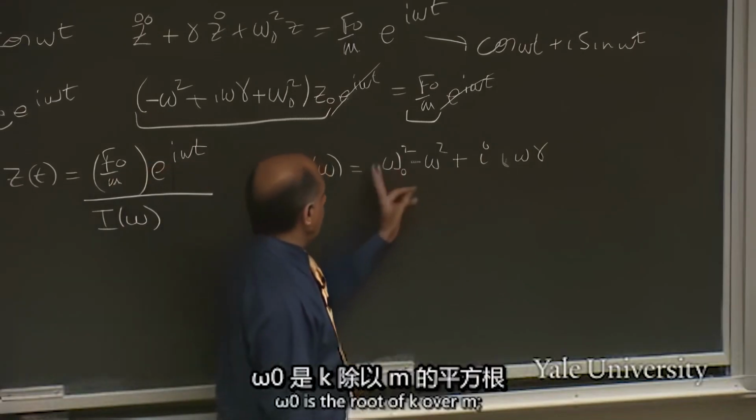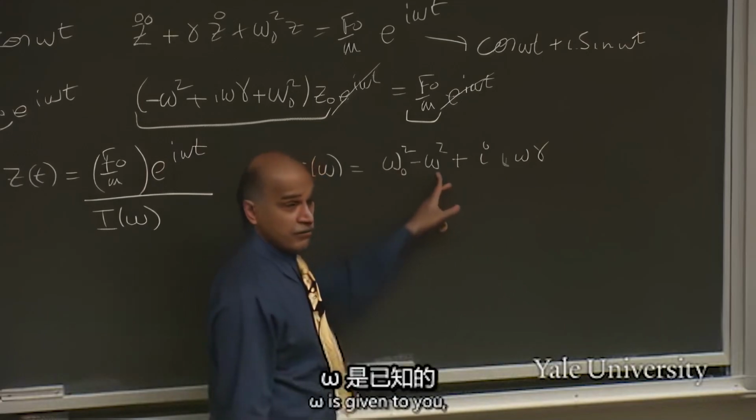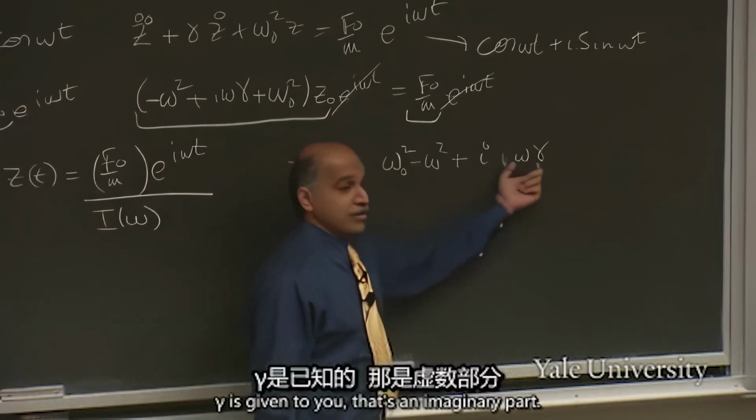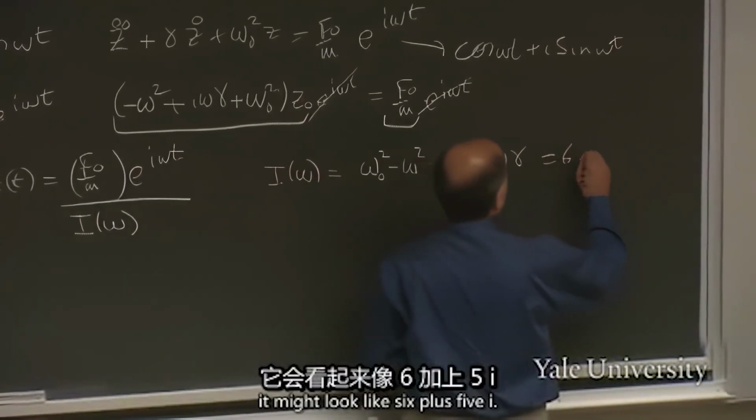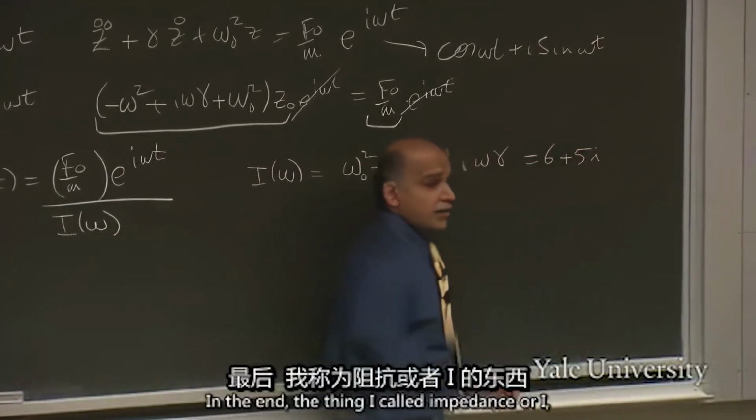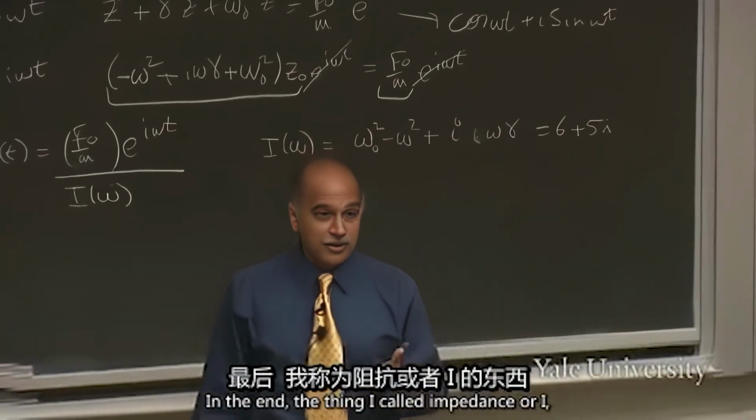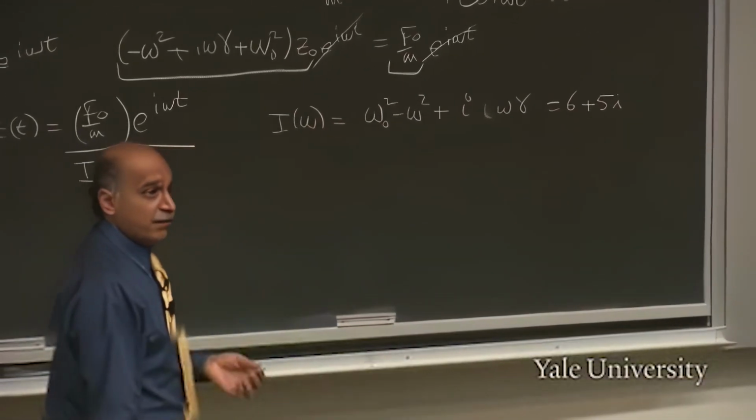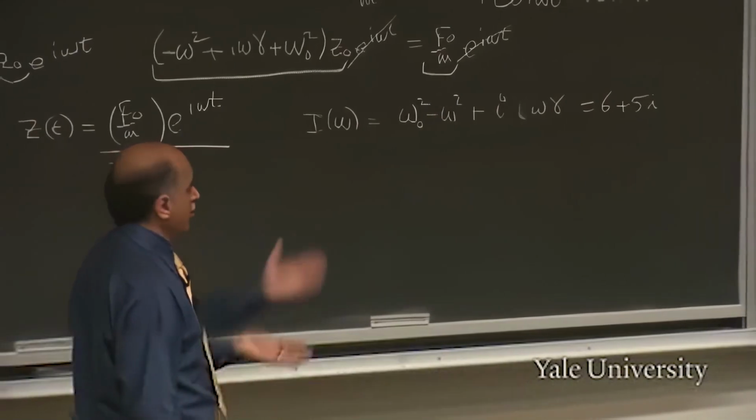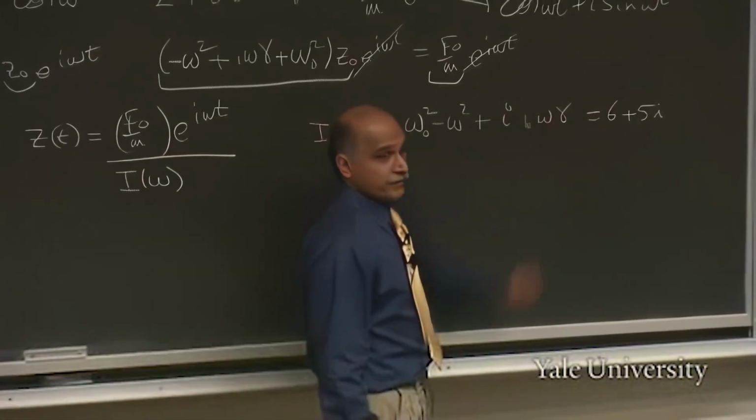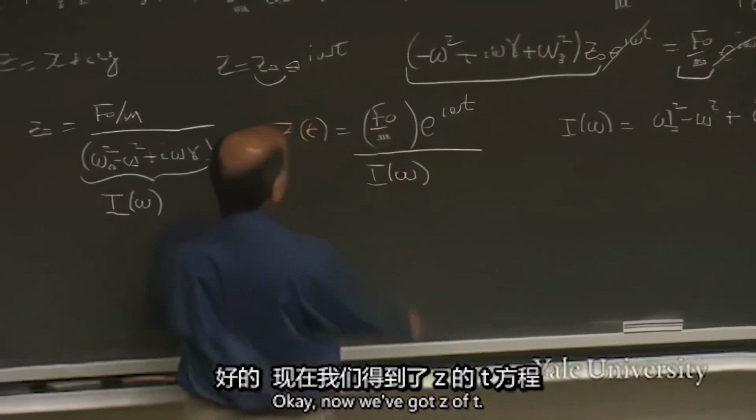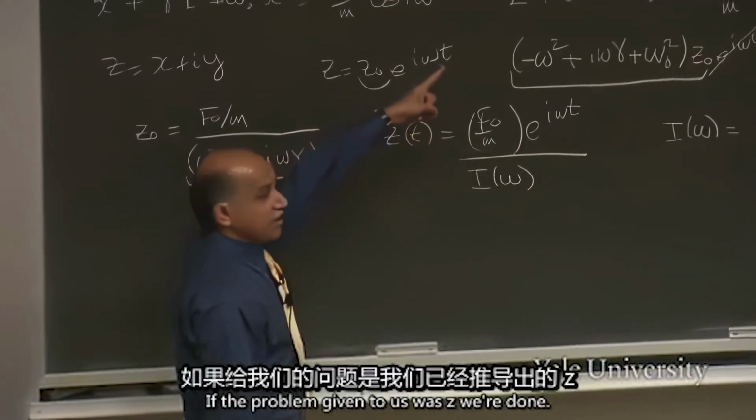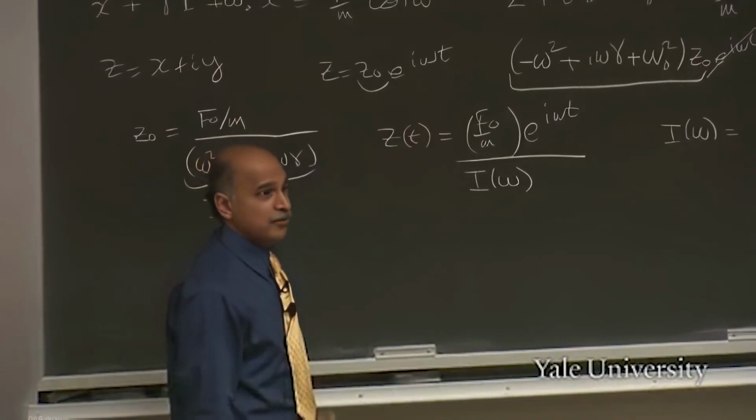Omega naught is root of k over m. Omega is given to you. That's some real number. Gamma is given to you. That's an imaginary part. If you actually put in numbers, it might look like 6 plus 5i. In the end, the thing I call impedance, or I, is just a complex number. But it varies from frequency to frequency. You can see that. Okay, now we got z of t. If the problem given to us was z, we're done. You don't have to do any more work.